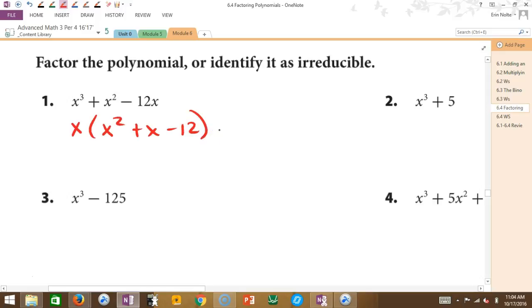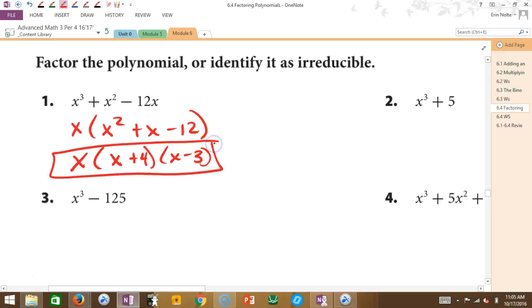I've got a quadratic, so I have to check. Keep going down to the homework part. Which method am I going to use to see if this is factorable? Let's do easy if we can. What two numbers multiply to negative 12 and add to positive 1? 4 and negative 3. So this factors, remember that x is going to drop. So x plus 4 and x minus 3.